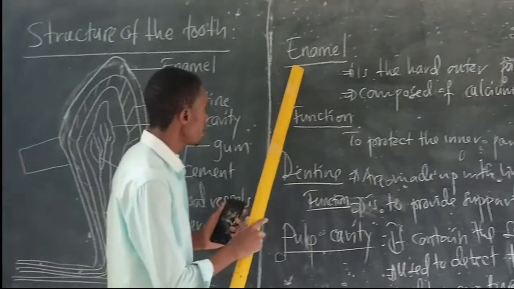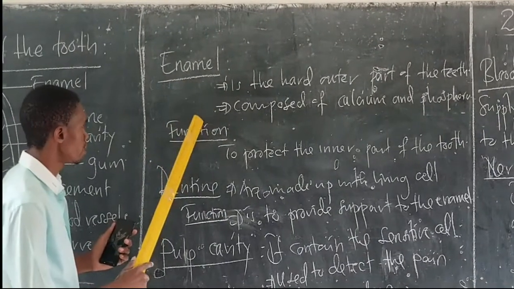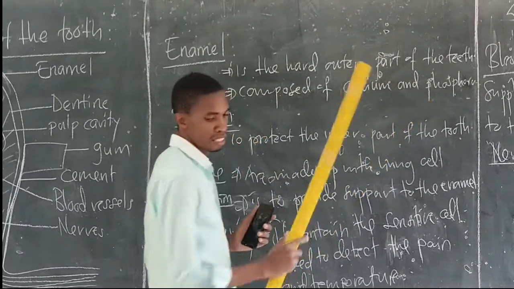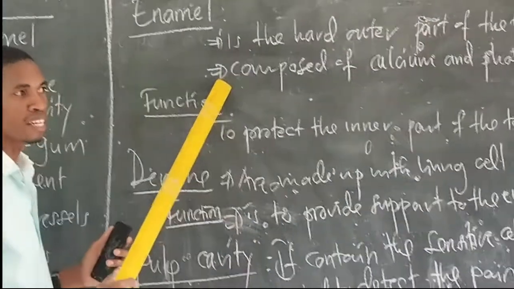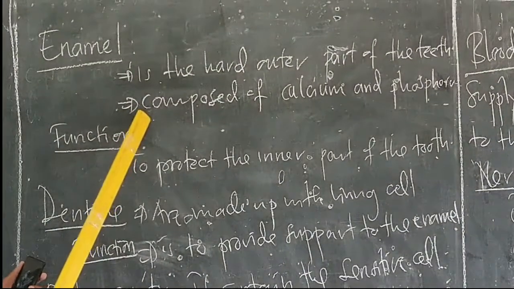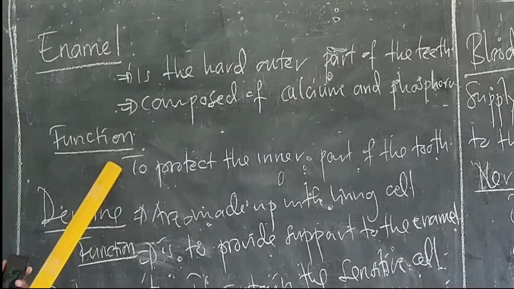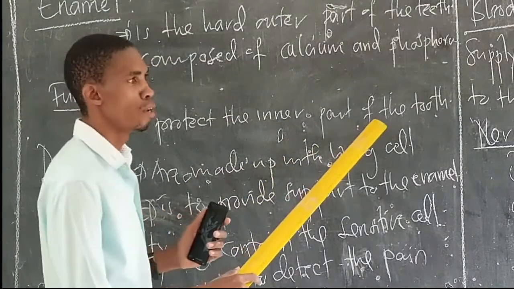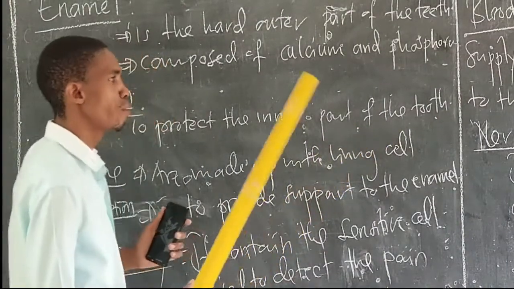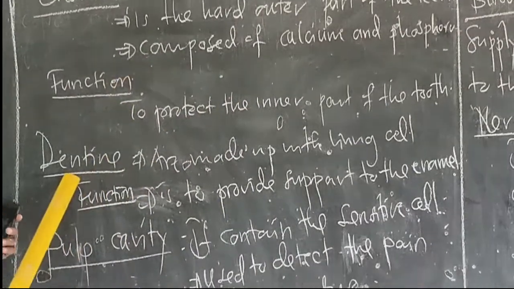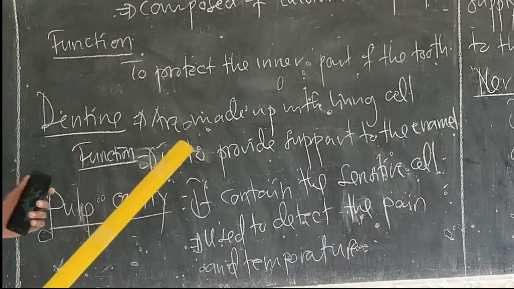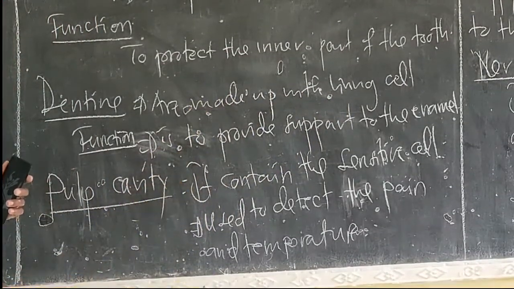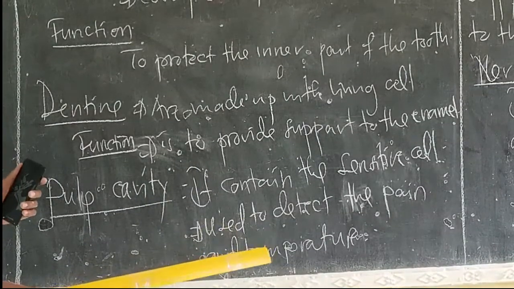The enamel is the hard outer part of the teeth. It is composed of calcium and phosphorus. But in addition, the enamel is made up of non-living cells. The function of the enamel is to protect the inner part of the tooth. Another part, we have the dentine. Dentine is made up of living cells. The function of the dentine is to provide support to the enamel.